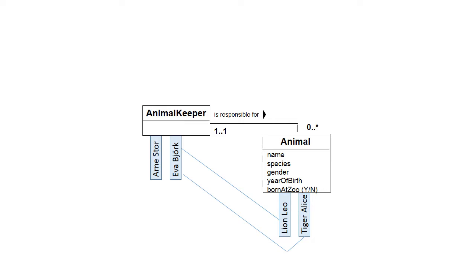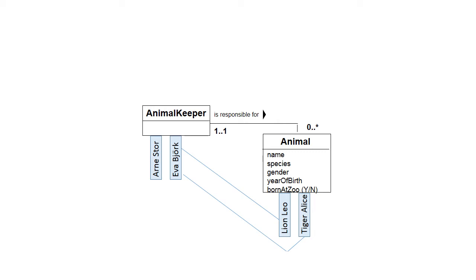Let's check the multiplicity rule. It says that one animal keeper can be responsible for minimum 0 animals and maximum many animals. Because when we read the direction from animal keeper to the animal, we find the multiplicity close to the animal. And this multiplicity seems to be consistent with the objects that we now have modeled.